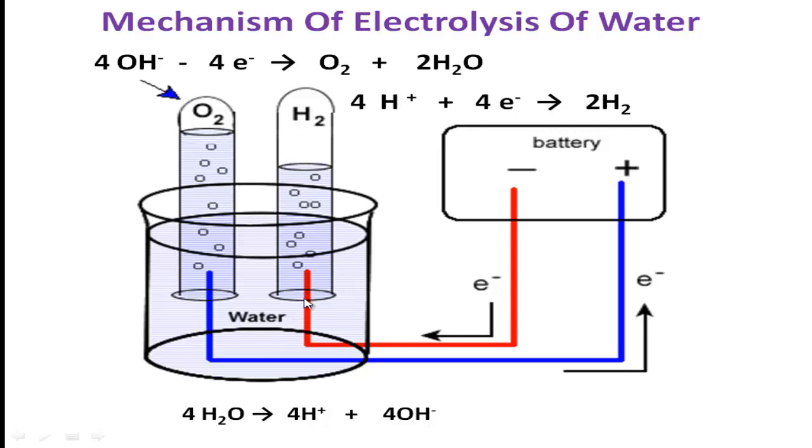Now at the positive electrode, the anode, oxidation reaction occurs. The anode attracts anions, and inside the water the anion is hydroxyl ion. So when hydroxyl ion reaches the anode, what will happen? It releases electrons and is converted into oxygen gas and water. For balancing, 4 moles of hydroxyl ion release 4 electrons and are converted into 1 mole of oxygen gas and 2 moles of water.